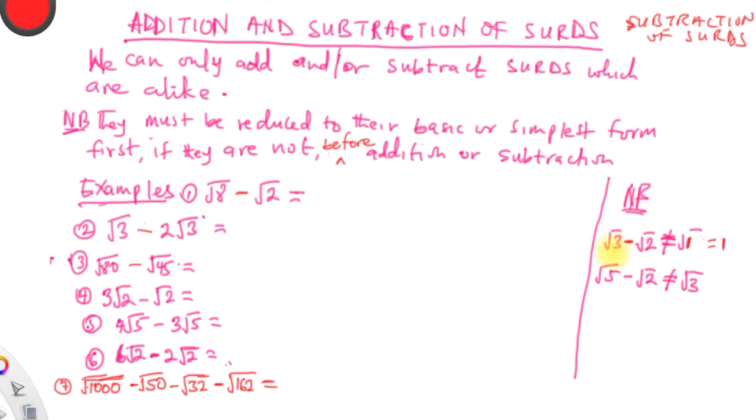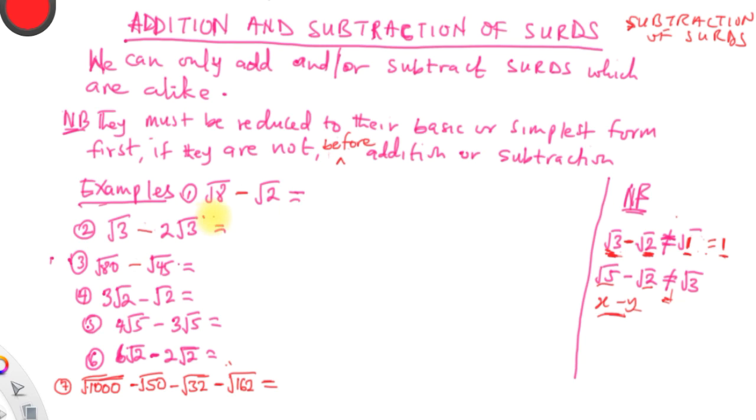So for example, let us note that if you have square root of 3 and square root of 2, they are not like terms. They are not alike, so we cannot say that square root of 3 minus square root of 2 is equal to square root of 1 or 1. It's not equal to that. And if you have square root of 5 and square root of 2, you cannot subtract square root of 2 from square root of 5. It's just like x minus y. You cannot subtract y from x. So x minus y stays as x minus y, and the same way, square root of 5 minus square root of 2 stays as it is. We cannot say it's equal to square root of 3. So let's just know that.